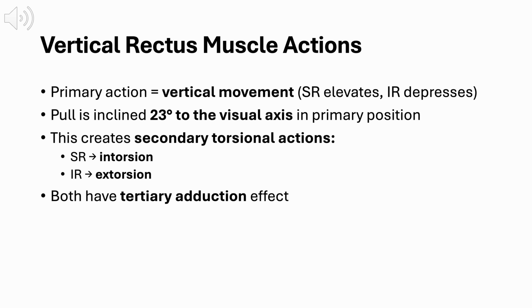Their line of pull, however, is not perfectly vertical. It is inclined about 23 degrees to the visual axis in primary position. Because of that oblique pull, contraction of these muscles produces secondary torsional effects. The superior rectus causes intorsion, while the inferior rectus causes extorsion. In addition, both muscles have a tertiary adducting effect due to the nasal component of their pull.